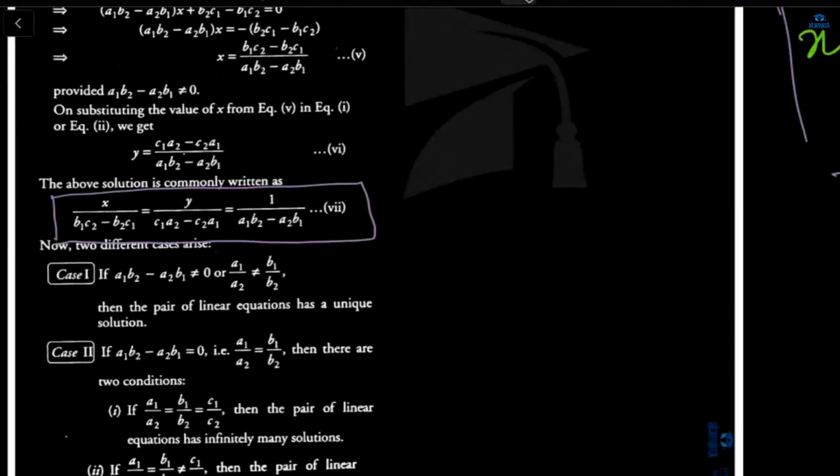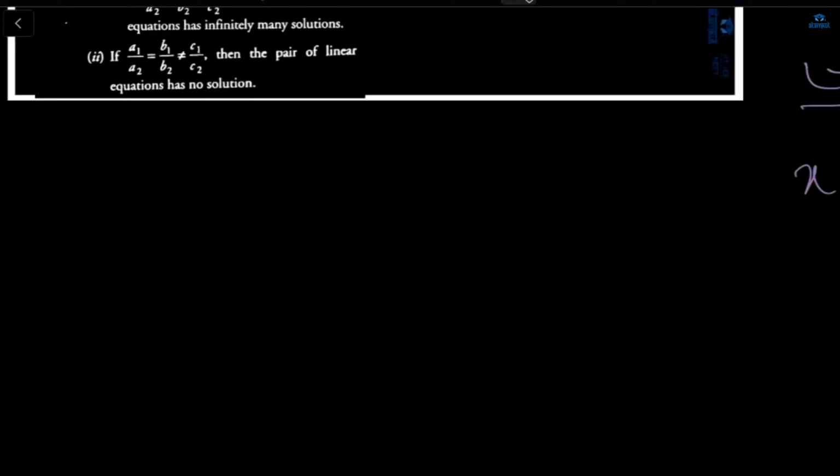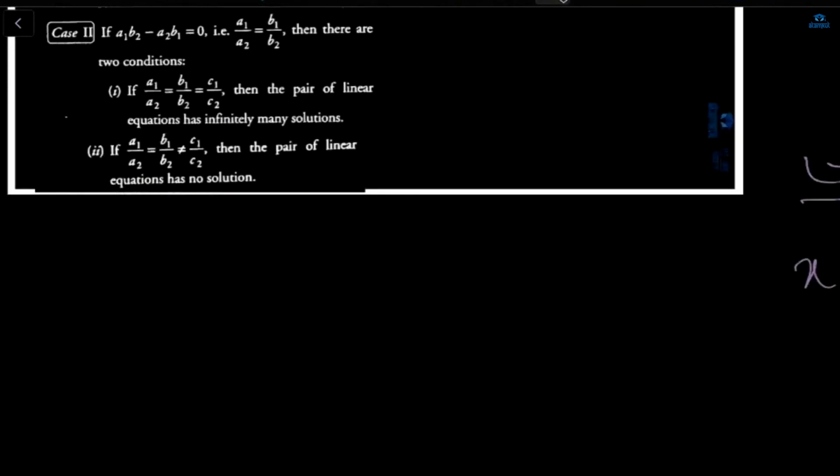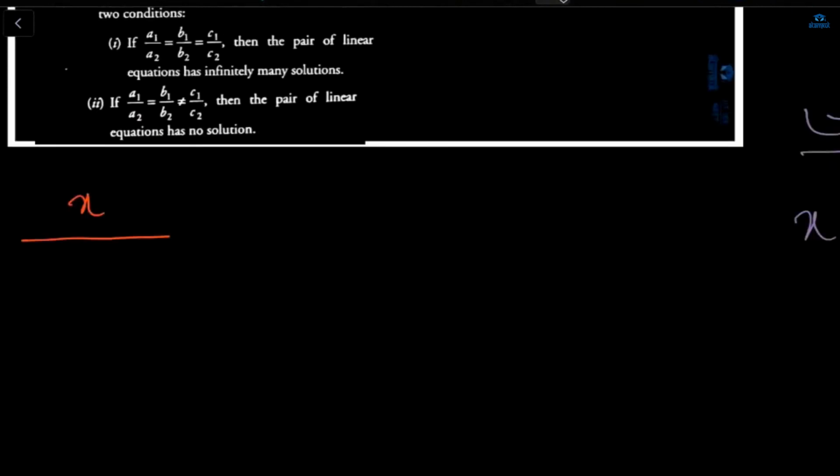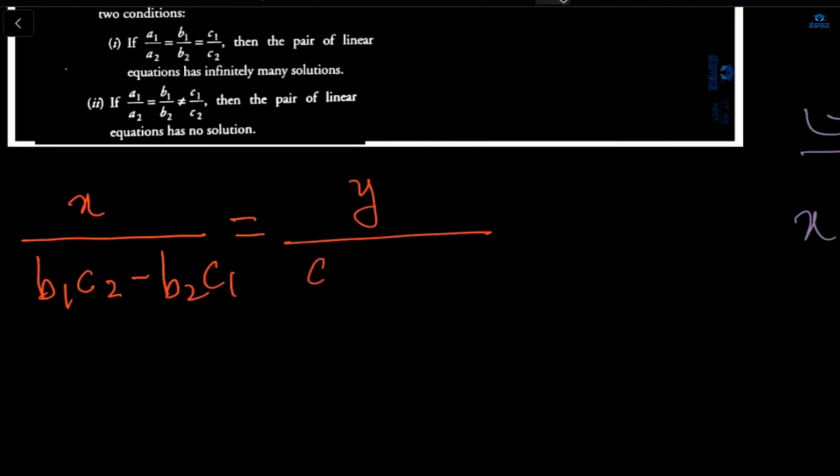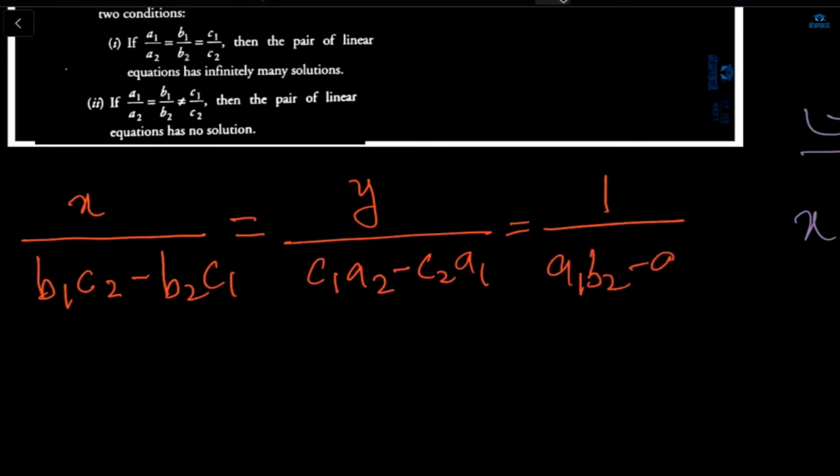It's better that I write it here and erase this. Now it is x upon B1 C2 minus B2 C1, equals y upon C1 A2 minus C2 A1, equals 1 upon A1 B2 minus A2 B1. To remember this, I will tell you the method also. This is your main equation.